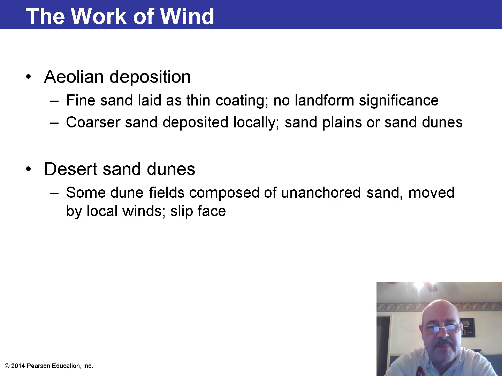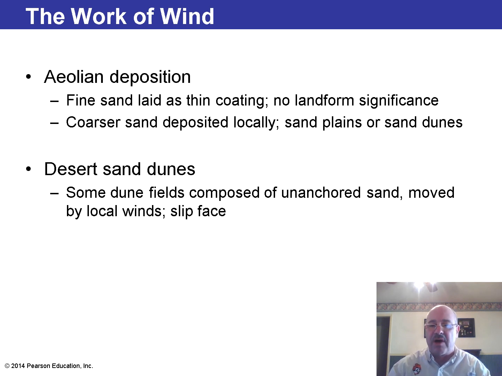All right. So aeolian deposition: fine sand laid as thin coating, no landform significance. It's sediment. Don't forget, it's not soil. It's sediment. The coarser sand is deposited locally, so we have sand plains or sand dunes. Remember this.